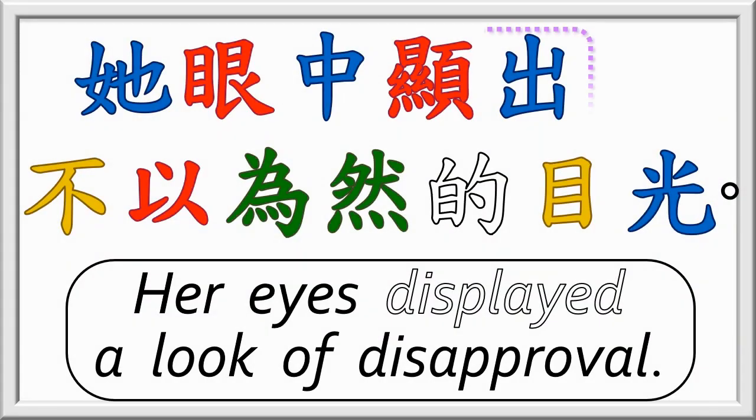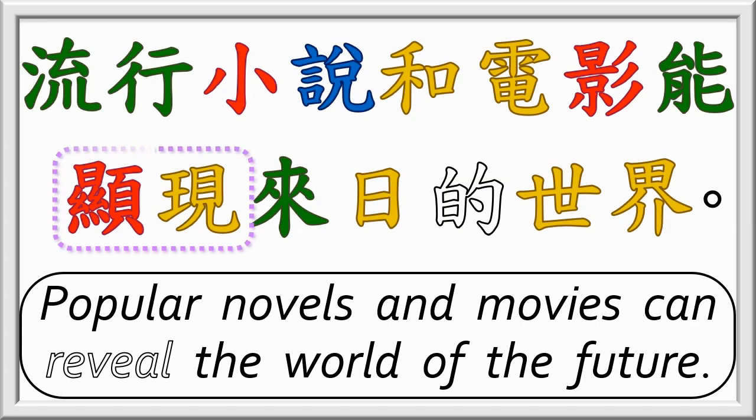显出 and 显现 both mean to show or reveal. 他眼中显出不以为然的目光. Her eyes displayed a look of disapproval. 流行小说和电影能显现来日的世界. Popular novels and movies can reveal the world of the future.